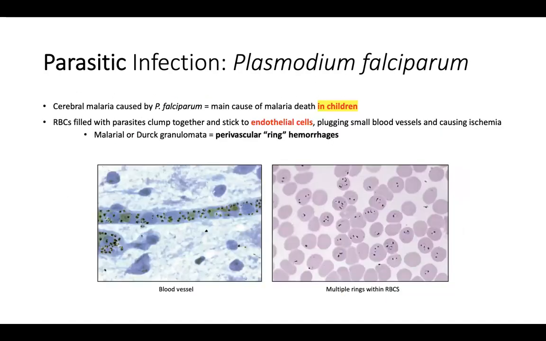Okay, Plasmodium falciparum is going to be malaria, which is the main cause of malaria death in children. So we've got red blood cell inclusions. They're going to clump together and they form these ring formations. So you can see like two dots and then a ring. So multiple of these rings in the red blood cells.